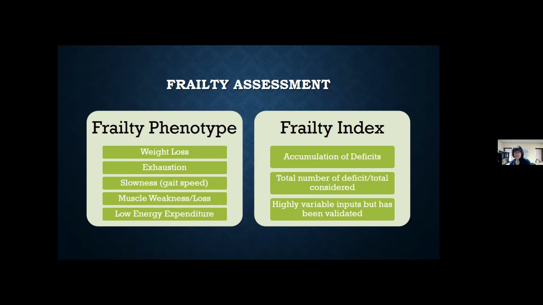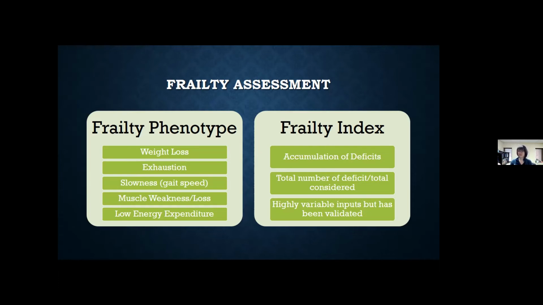Have they had muscle weakness or muscle loss? Grip strength is one of the things that we can use to measure this, or particularly extension, right? So one of our exam, right, is squeeze my hand, push me away, pull me towards you. That pull, particularly we can see being very weak. And then the low energy expenditure, which goes kind of along with the exhaustion piece as well. And so those are things that we can observe clinically in our patients and our clients pretty readily.